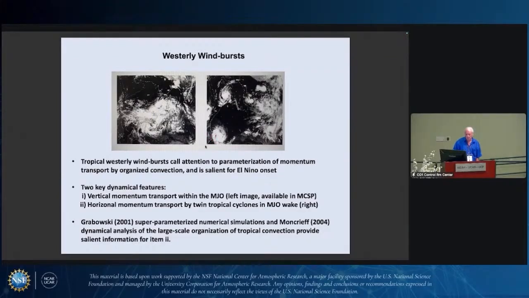And so I'm going to compare now the vertical momentum transport by the MJO and the association with these tropical cyclone-like circulations. I'm going to be using super parameterized numerical simulations and the analytic representation of that.